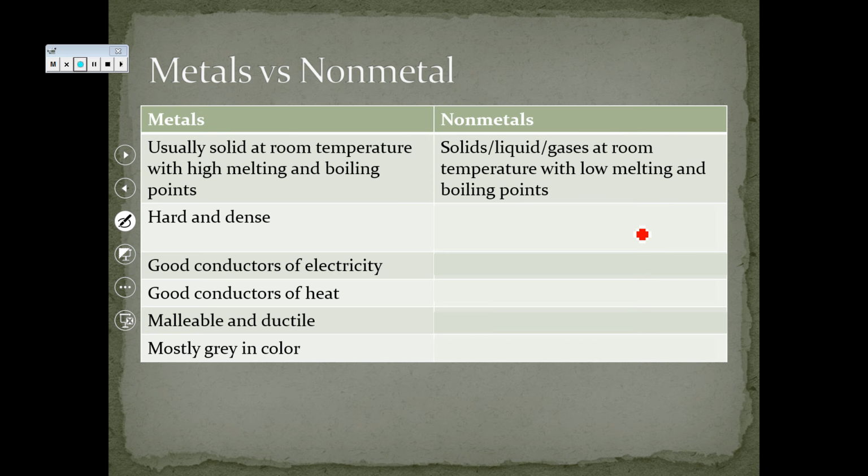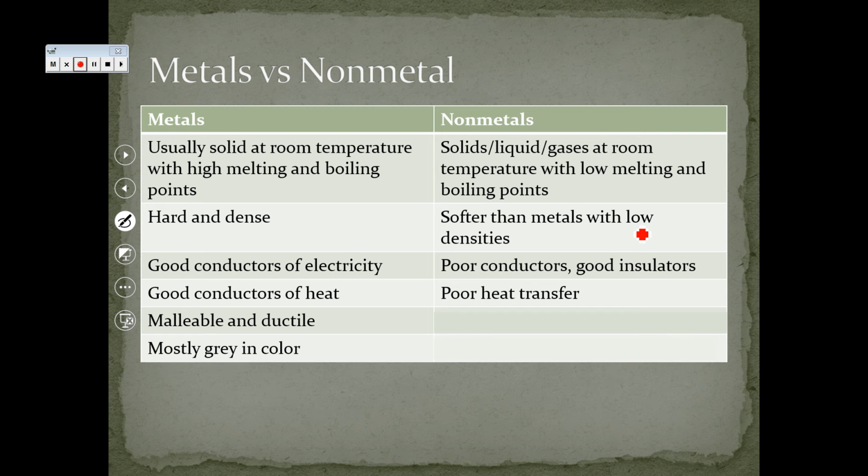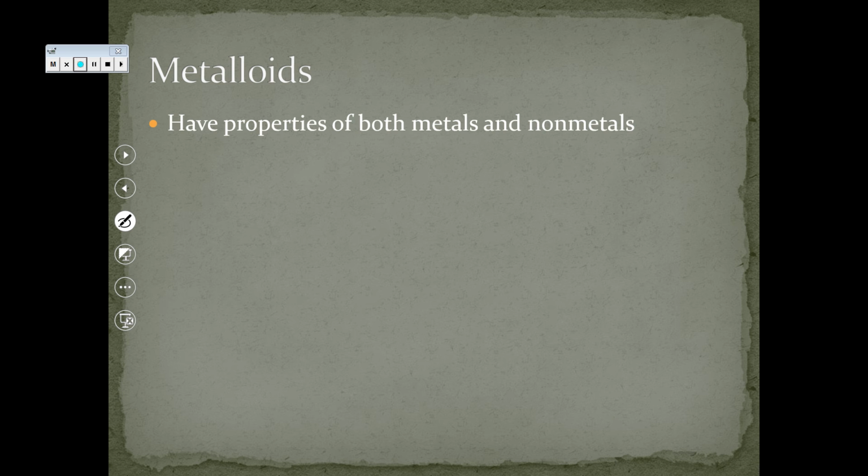Nonmetals can be solids, liquids, or gases at room temperature with low melting and boiling points. They are softer than metals with lower densities. They are poor conductors and good insulators. They have poor heat transfer. They are brittle, which means that if you took a hammer to a nonmetal, instead of being flexible and pounding, it will shatter and break. And they vary in color. Metalloids have properties of both metals and nonmetals. They are not great conductors of electricity or heat.